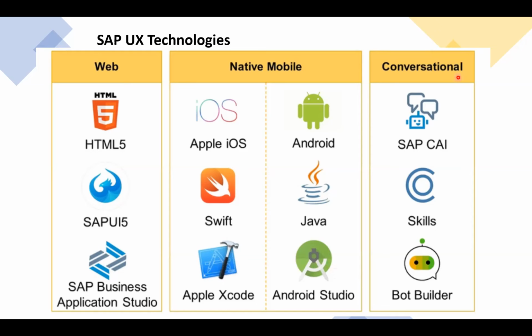And coming to the conversational, we have SAP CAI, conversational artificial intelligence, and this CAI is built based on skills. Whatever skills the bot has been trained on, the conversational technology will work based on that. And the tool available on SAP BTP is Bot Builder.